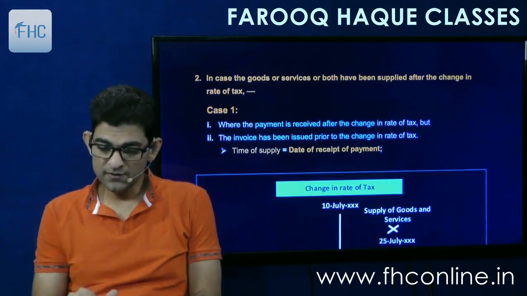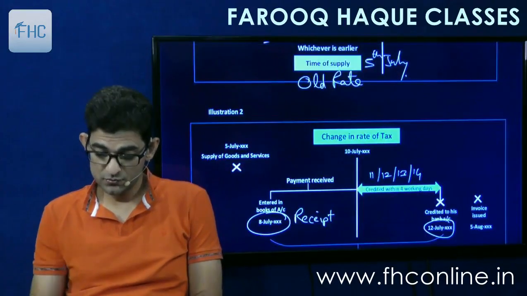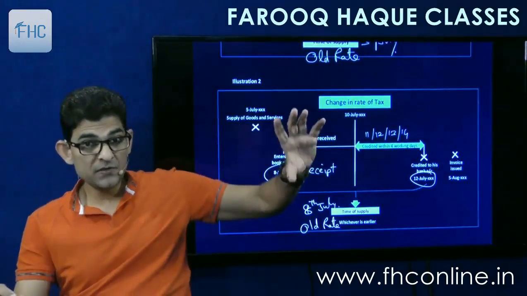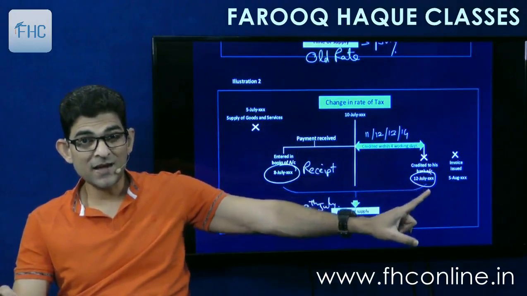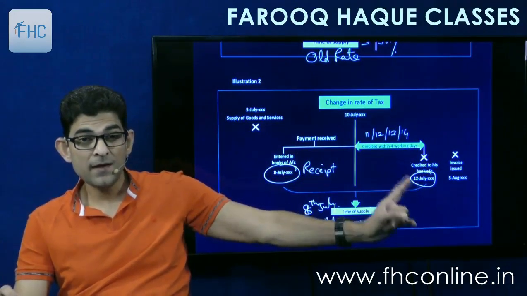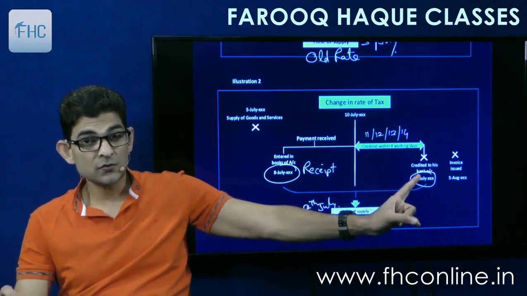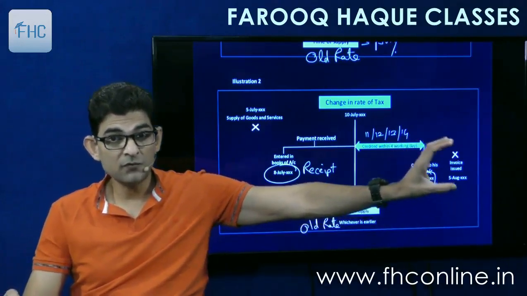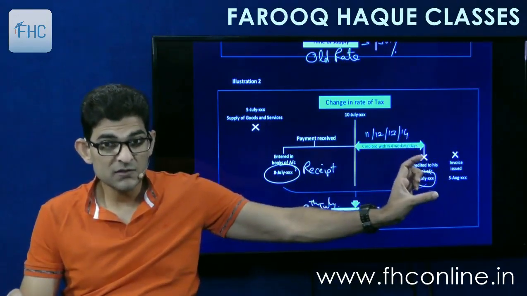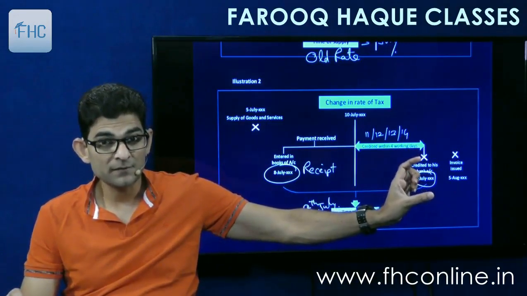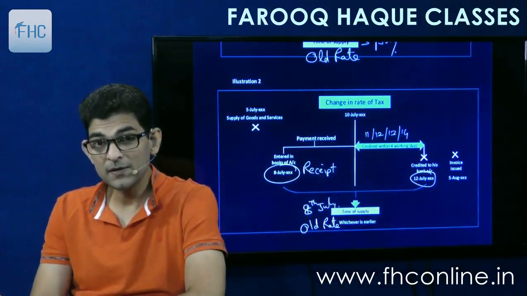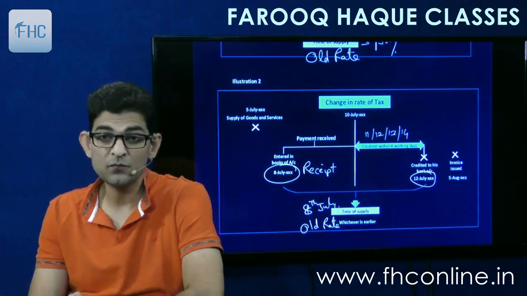Another example is not given here, but suppose in this illustration 2, this credit happens after 14th, suppose on 17th, then I would take this as a receipt. So then what will happen? Receipt and invoice both become afterwards. Then you have to take whichever is earlier, but this date will be considered as the time of supply. And therefore it will attract the new rate of tax.